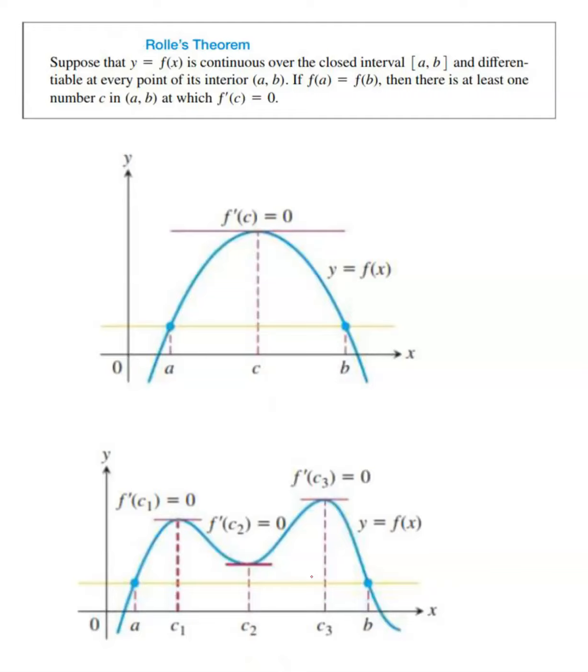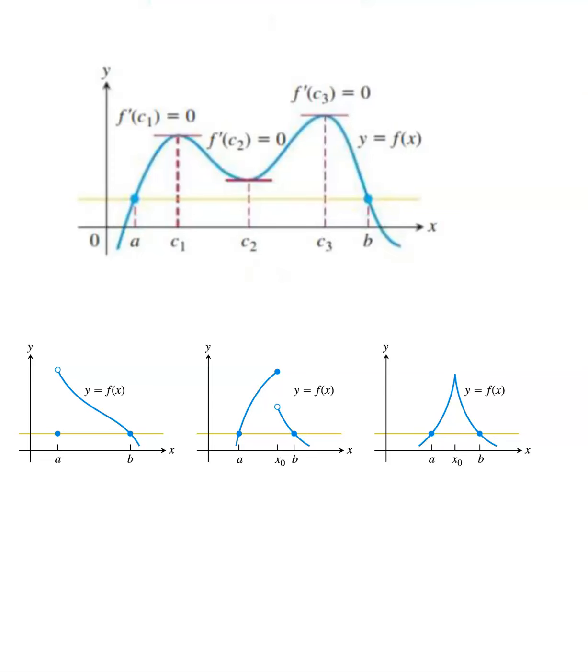Okay, so Rolle's theorem really is very intuitive, and you can understand very clearly that this is a possibility that you'll find at least one value where the derivative is 0. We're going to use this idea to prove, or to lead into, the mean value theorem.